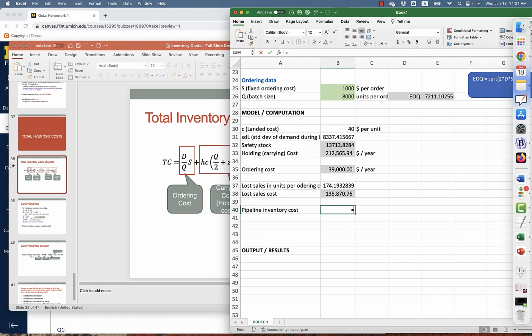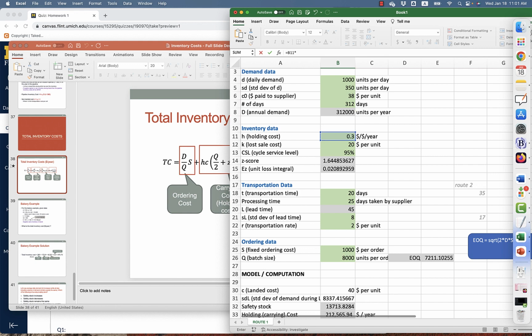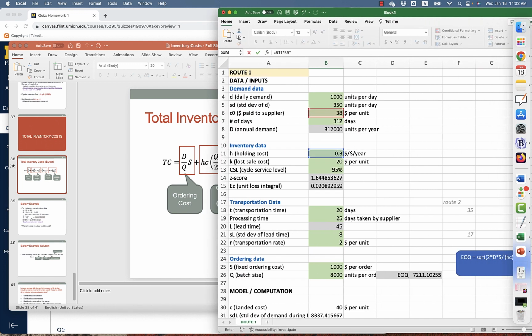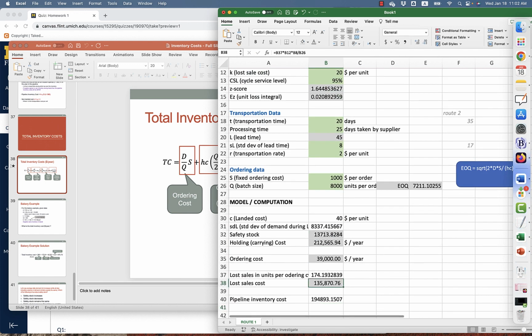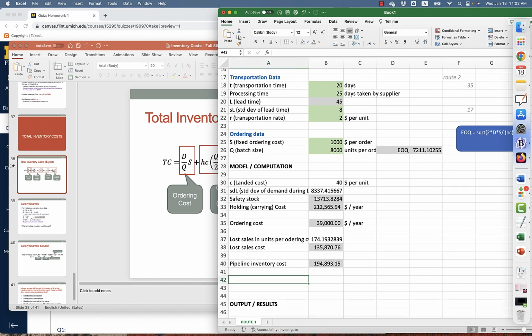Okay, so let's do this. We take H times C naught, which is the money we pay the supplier, times annual demand, right here, not daily demand, times the transportation time T divided by 365. And that is my pipeline inventory cost. So that's all of my inventory costs right here.